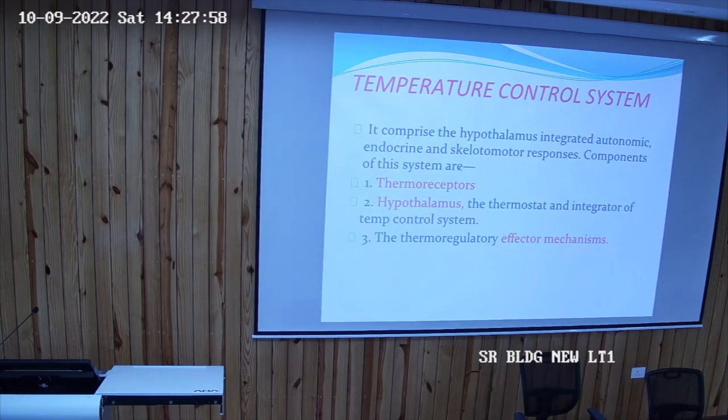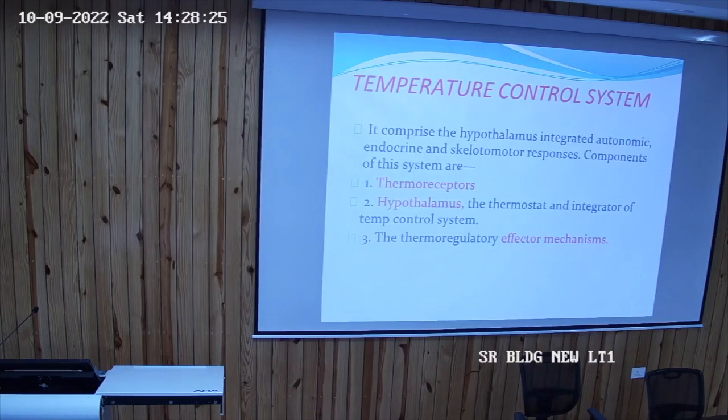It comprises the hypothalamus, and an integrated autonomic, endocrine, skeletal-motor response. What do you mean by this? Autonomic, endocrine, skeletal-motor response. The components of this system are thermoreceptors, the hypothalamus, and effector mechanisms. In this case, we have the thermosensors or thermoreceptors.